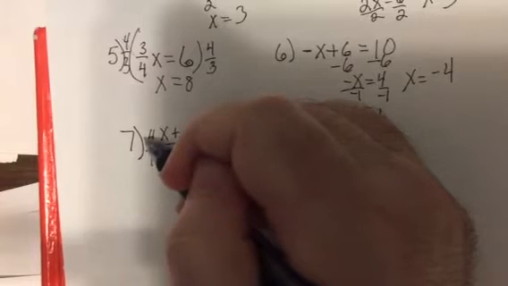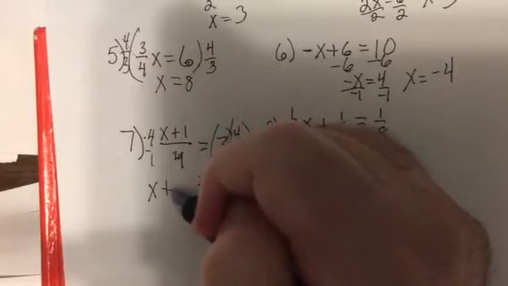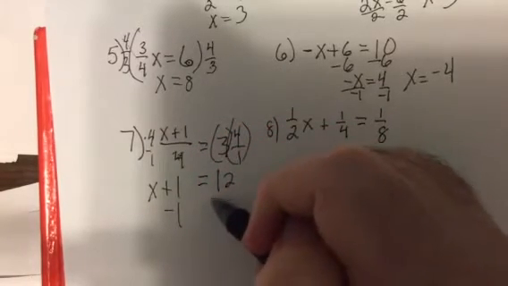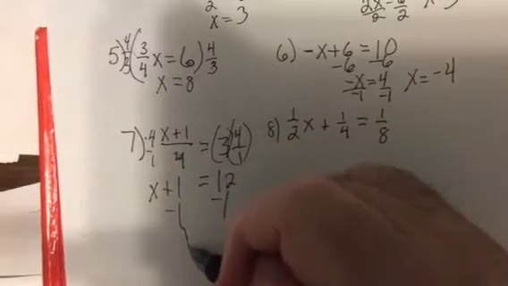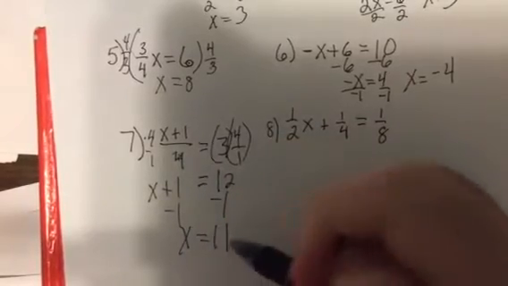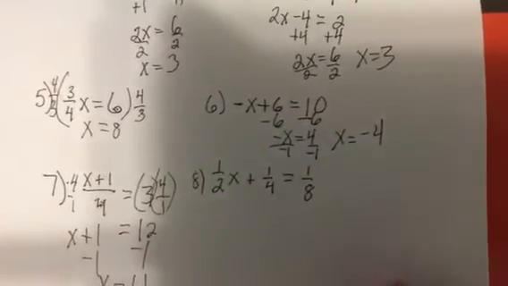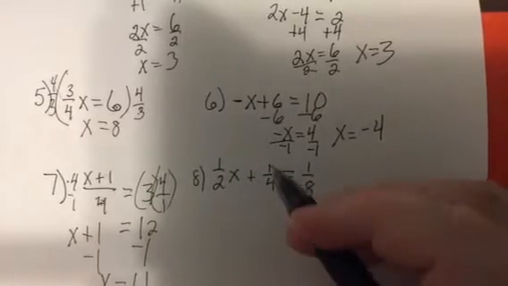And 4 goes into 4 once. So I would distribute the 1. I'm sorry, subtract the 1. I'm sorry, I'm on medication. I'm barely here.